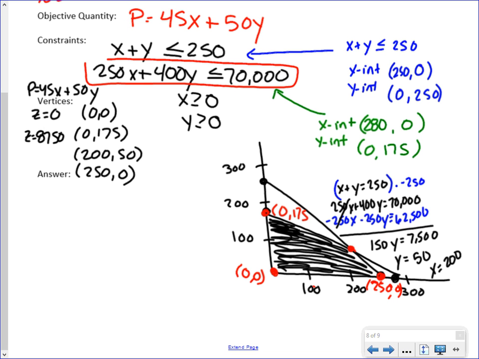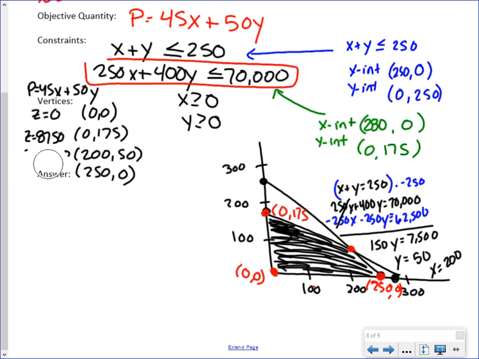Did anybody get 205 or 50? 10,000? Okay. Just type it in a calculator. 11,250. And anybody got the last one? 45 times 250. Oh, I was finding a different order than you. Okay.